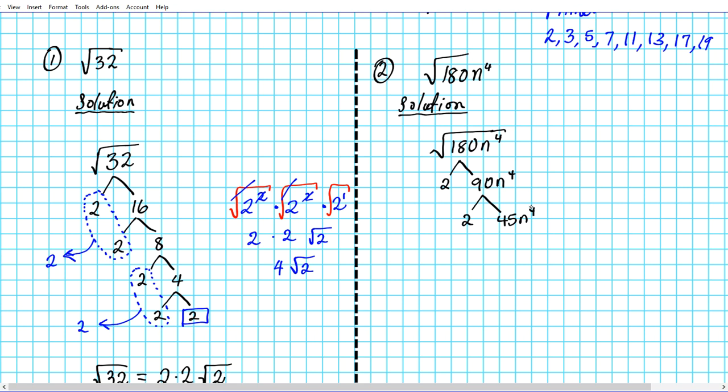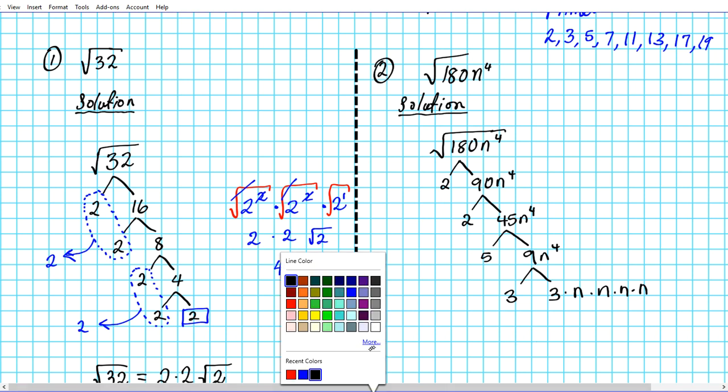So since 45 ends with a 5, we can pull out a 5. 5 goes into 45 into the 4th 9 times. And then what goes into 9? 3 goes into 9 3 times. And then we can decompose this n to the 4th. Okay, n to the 4th is just simply n times n times n, multiplied by itself 4 times.